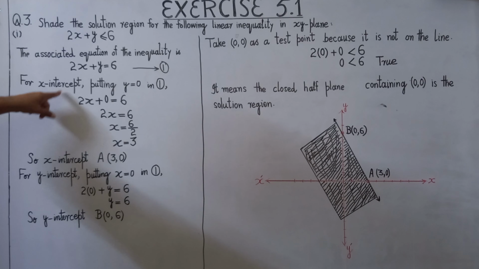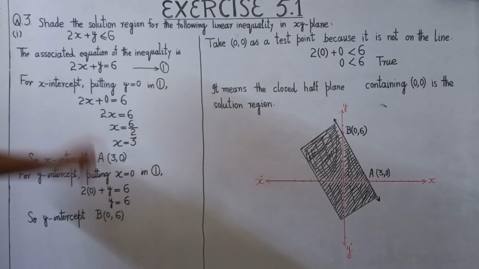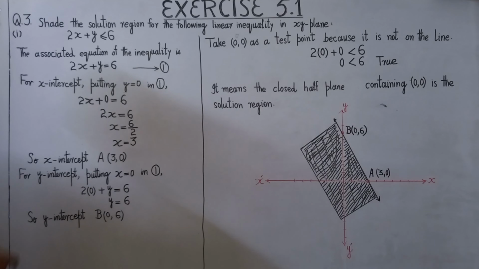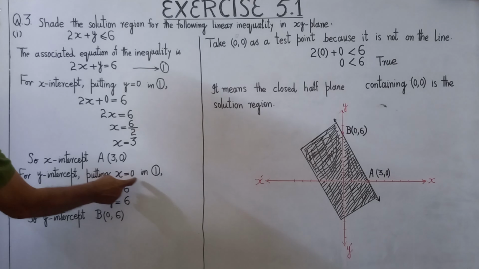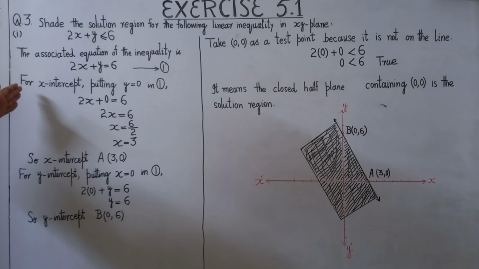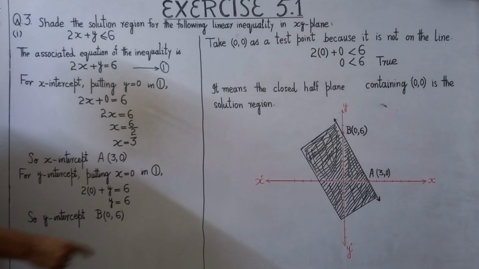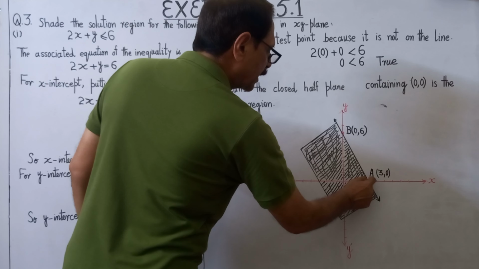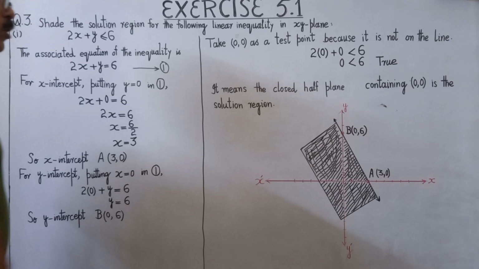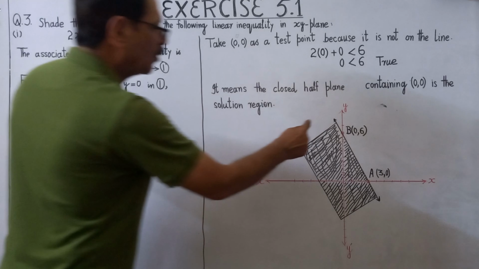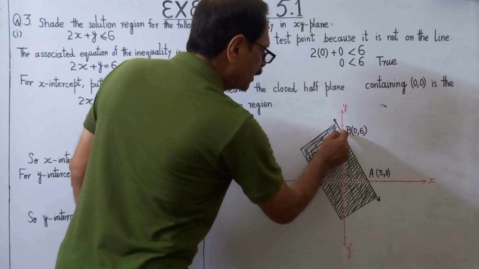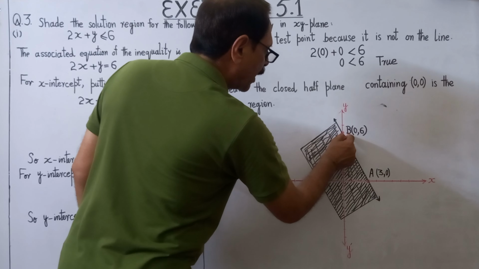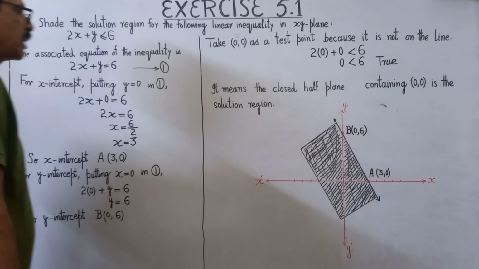For the x-intercept, putting y is equal to 0 in 1. When you find the x-intercept, you put y equal to 0, and when you find the y-intercept, you put x equal to 0. The point at which the line cuts the x-axis is called the x-intercept. The point on the line at which the line cuts the y-axis is called the y-intercept. In this case, B is the y-intercept and A is the x-intercept.